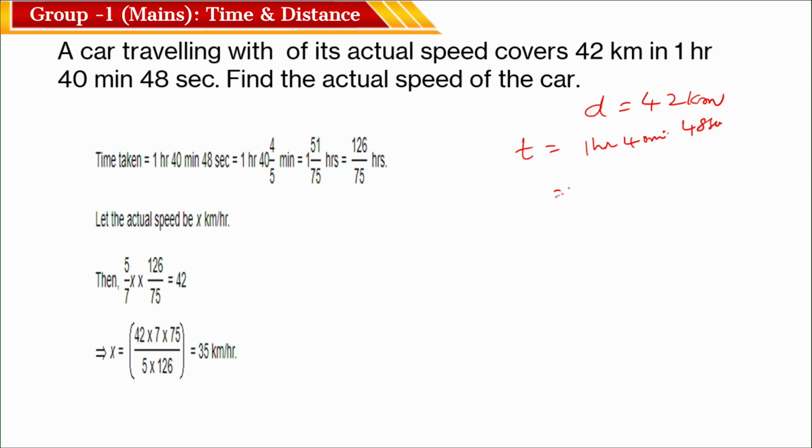So you have to convert each and every one in terms of hours. 48 seconds means we can say 48 by 60 minutes. 48 by 60 means 12 fours, 12 fives, which means 4 by 5. So 40 and 4 by 5 minutes. How much is it? 5 fours are 20, 24 by 5. 1 hour 24 by 5 minutes.